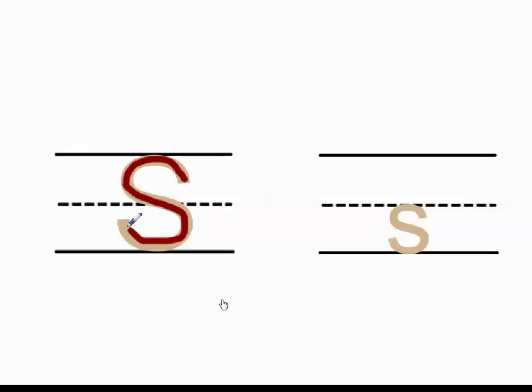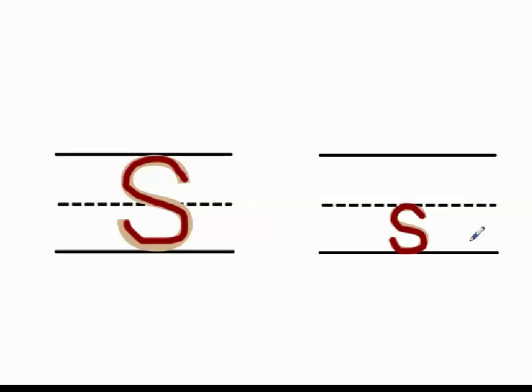Okay, what about the small S? We're going to start from the middle line with a curve, then curve to the left, curve to the right. Very good, KG1. As you can see, the small S is the very same as the big S, but it's only a bit smaller. Okay, very good, KG1.